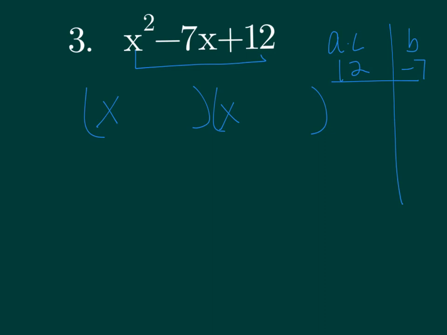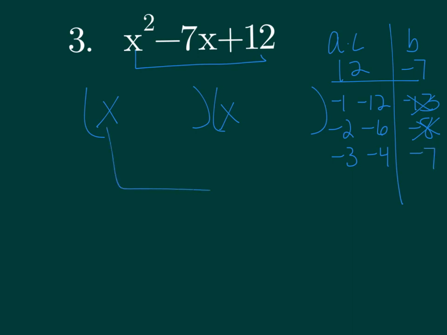Now here, you're multiplying to get a positive, but when I add, I get a negative. So I have 2 negatives: multiply 2 negatives to get a positive, and when I add my 2 negatives, I get a negative. So I know my numbers should be negative. Negative 1 and negative 12: if I multiply, I get a positive 12. When I add, I get negative 13. That's not what I want. So let's go negative 2 and negative 6. When I multiply those, I get a positive 12. When I add, I get negative 8. Well, I want a negative 7, so that doesn't work. So negative 3 and negative 4. When I multiply those, I get a positive 12. When I add, I get negative 7, which is what I want.